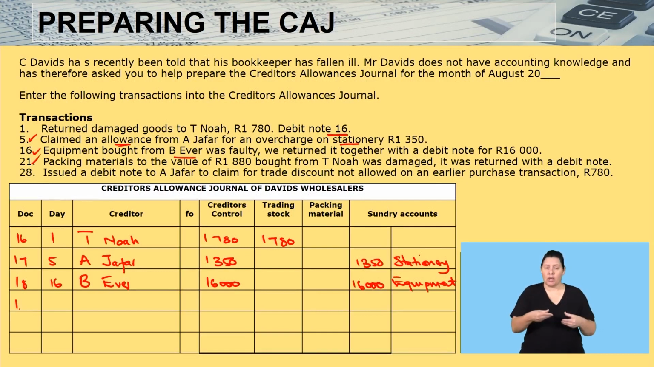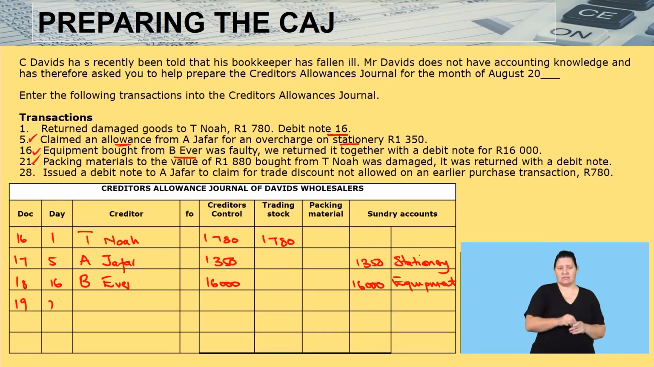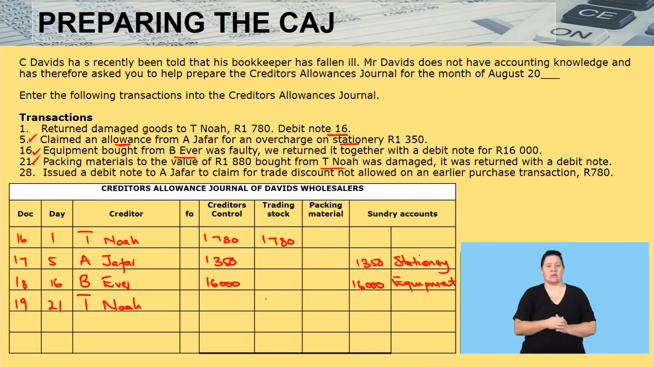There it is. The next transaction is on the 21st. My document therefore becomes 19 on the 21st. Packing materials to the value of 1,880 bought from T. Noah was damaged. It was returned with a debit note. I'll come here. I have my T. Noah, and then the amount is 1,880. And then what was that for? It was for packing materials. So I'll come to my packing materials, 1,880.